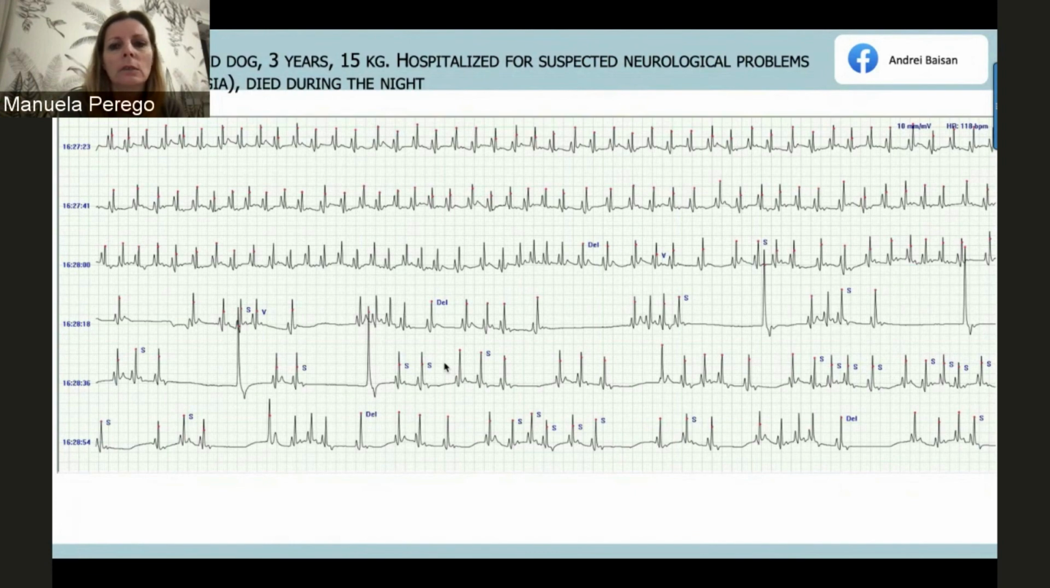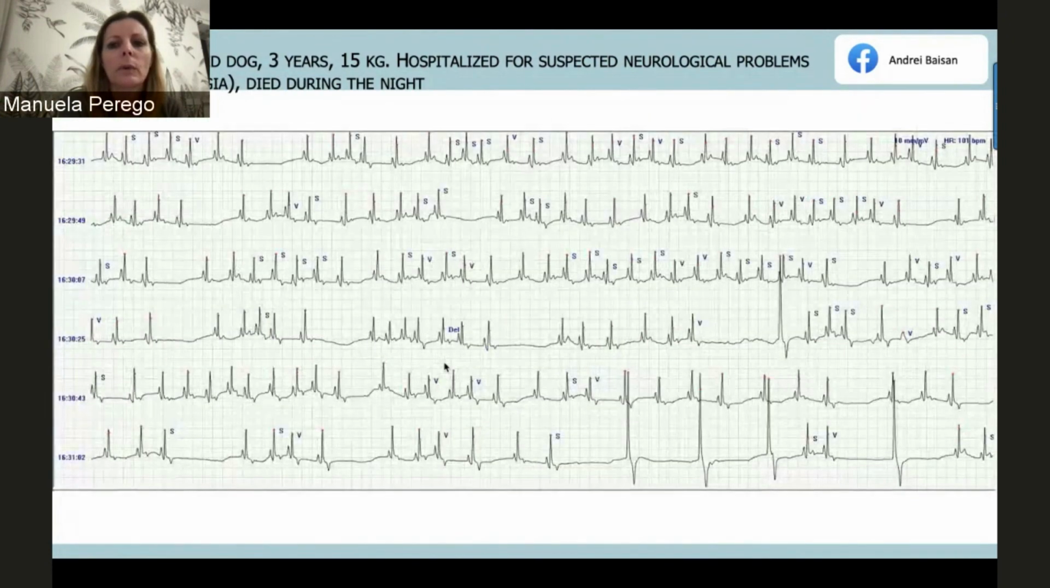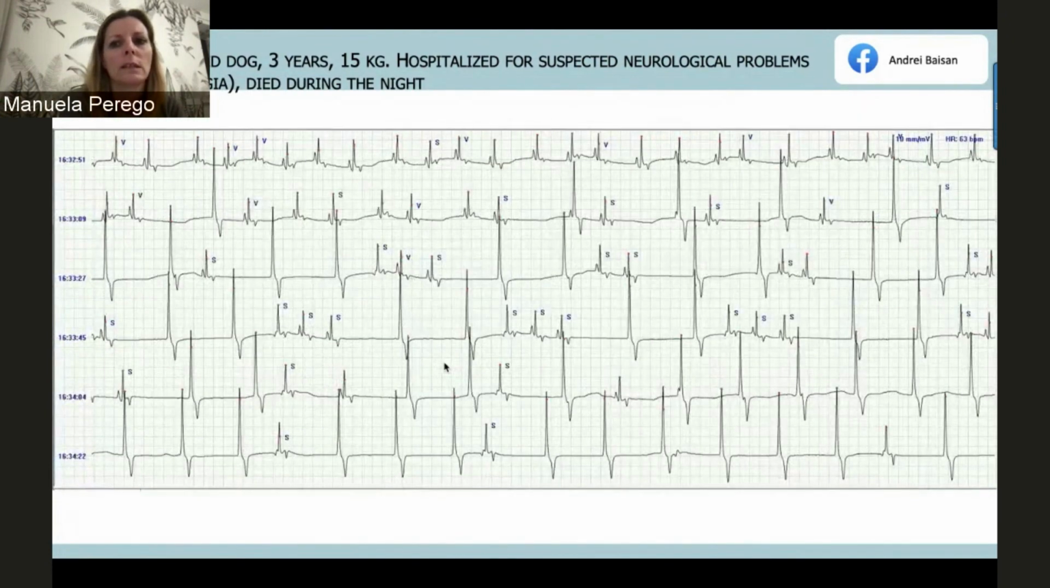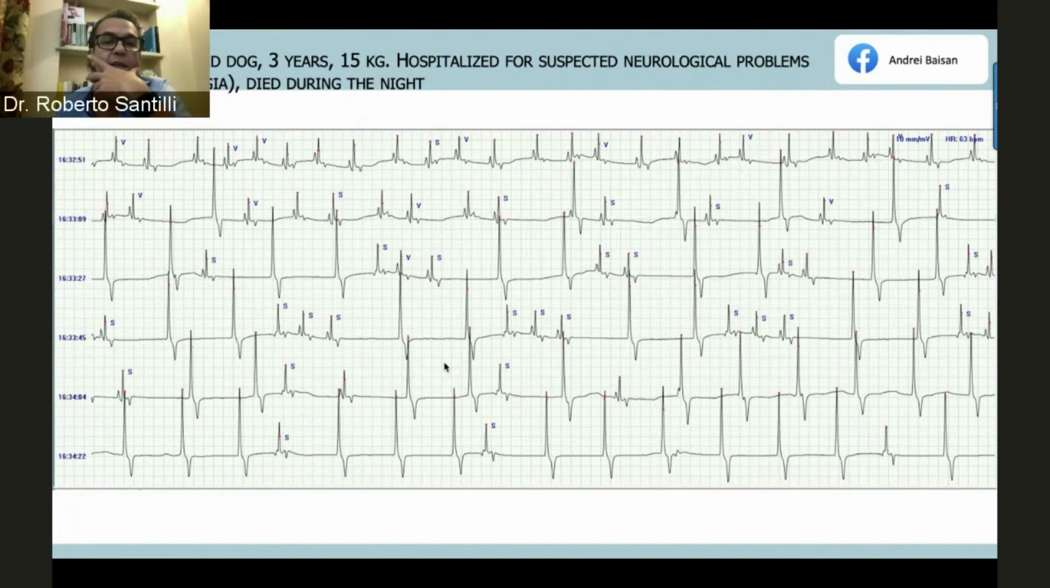And in your experience, is polyradiculoneuritis associated with imbalance of the autonomic nervous system, not just on the sinus node structure, but on the balance between parasympathetic and sympathetic tone? Honestly, I don't know, because I'm a cardiologist and I'm really interested in this tracing. We will discuss with our neurologist and we will publish.